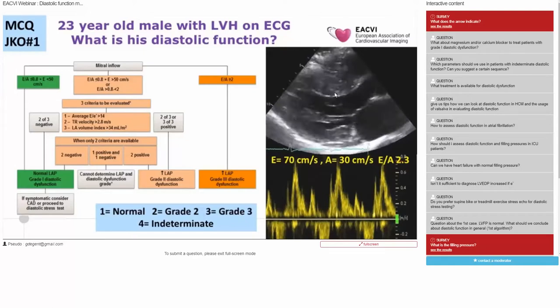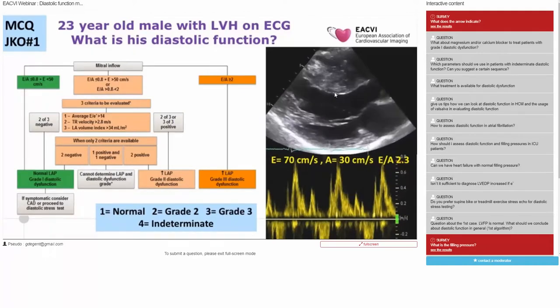And here comes the answers. What does the arrow indicate? A wave answered 16% of that one. J wave 14%. K wave 0. O wave 4% and L wave 69%. L got 69%. Is that the wrong question?